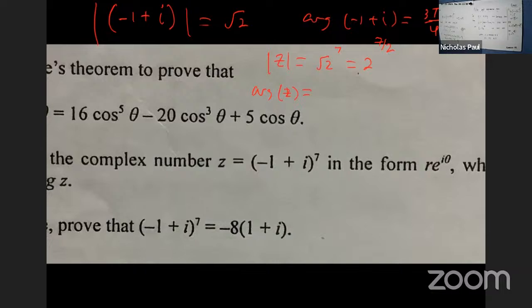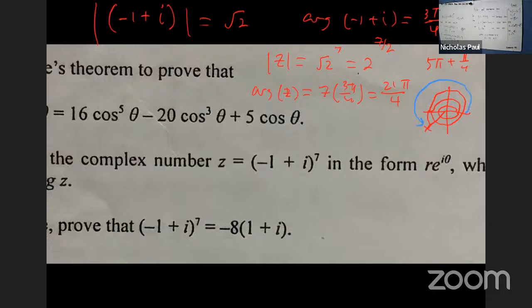Anyway, the argument of z will be 7 multiplied by 3 pi on 4, which is 21 pi on 4. We have a slight problem, it's out of the range, right? So 21 pi on 4 is what? 5 and a quarter pi. So 5 pi plus a quarter pi. 1 pi, 2 pi, 3 pi, 4 pi, 5 pi, and a quarter. So please remember, if you take a measurement from the positive x-axis in that direction, what will happen?